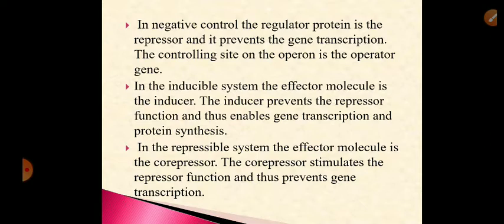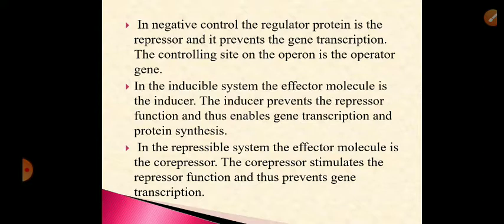In the inducible system, the effector molecule is the inducer. The inducer prevents the repressor from binding the operator and thus allows gene transcription or protein synthesis to take place. In the repressible system, the effector molecule is a co-repressor. The co-repressor binds to the aporepressor. Then together the two get activated and bind the operator gene and prevent gene transcription.